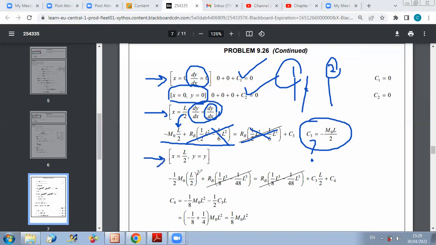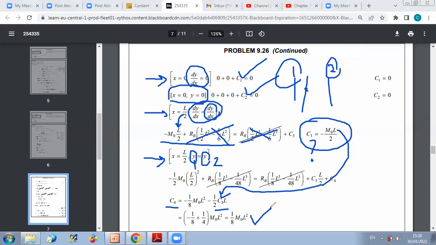So if I apply continuity of deflection, I go again to the y equation of section 1 equal to the y equation of section 2. In these equations, I replace x by L over 2, and then I simplify equal terms to get a relation between C4 and C3. Once I get this relation, all I have to do is replace C3 by its value in the equation, and then I can get C4 as a function of M0 and L, which are known.